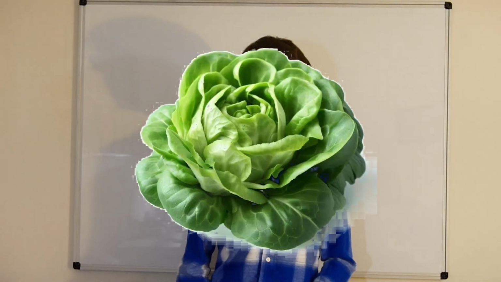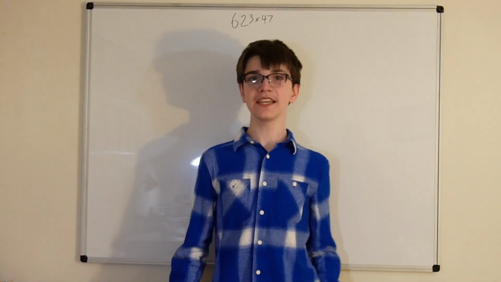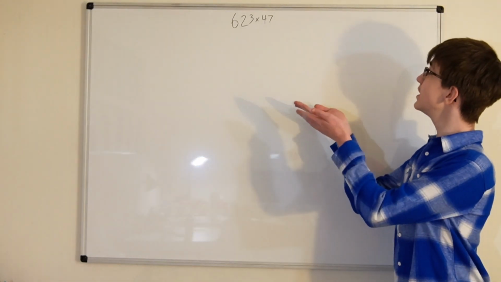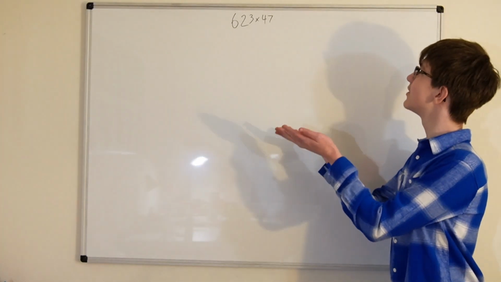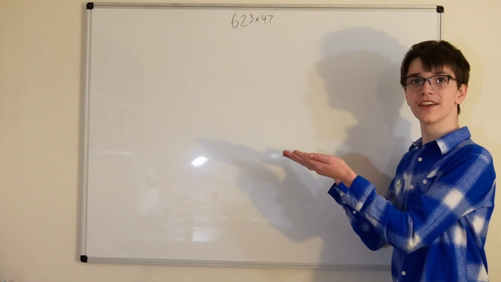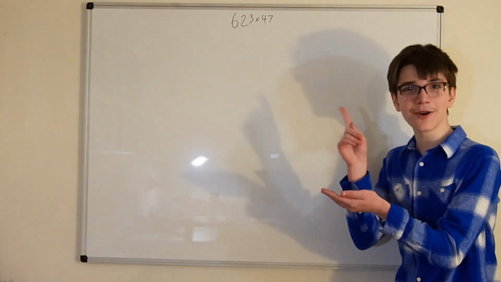Today, I will be teaching you a multiplication strategy. Today's strategy is called the Lattice Method. No, not the Lattice Method. The Lattice Method. You can use the Lattice Method when you're multiplying multi-digit numbers. Let's do this problem together. 623 times 47. Seems hard, doesn't it? Not when you're doing it this way.